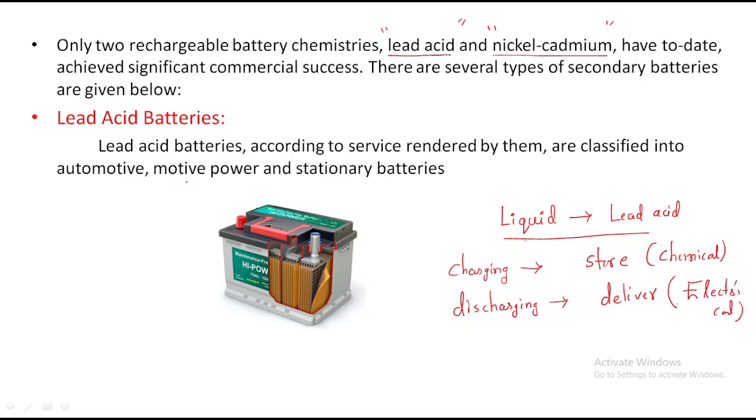Lead acid batteries, according to the service rendered by them, are classified into automotive, motive power, and stationary batteries. So depending on the service of these batteries, we can divide them into automotive batteries, motive power batteries and stationary batteries. These are the three types of batteries.